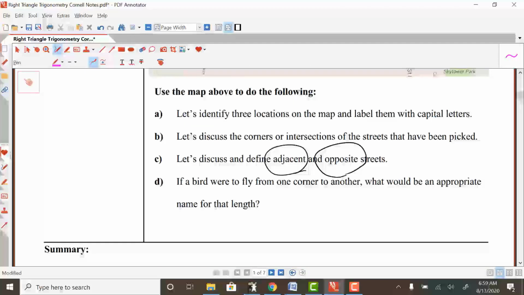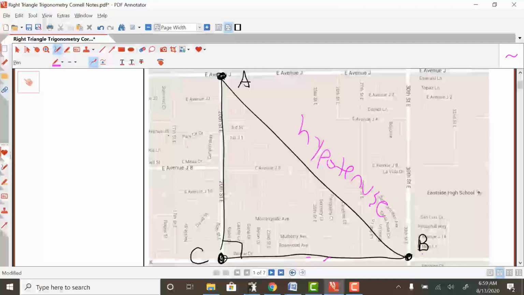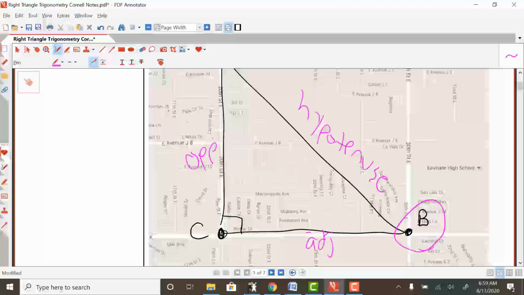If a bird were to fly from one corner to another, what would be an appropriate name for that length? Well, if you look at this right triangle from A to B, that desert, we should call this a hypotenuse. So in other words, if I were to pick, let's say, angle B, always pick a corner first. Based on this corner, this side would be my adjacent, this side would be my opposite, and this would remain the hypotenuse.